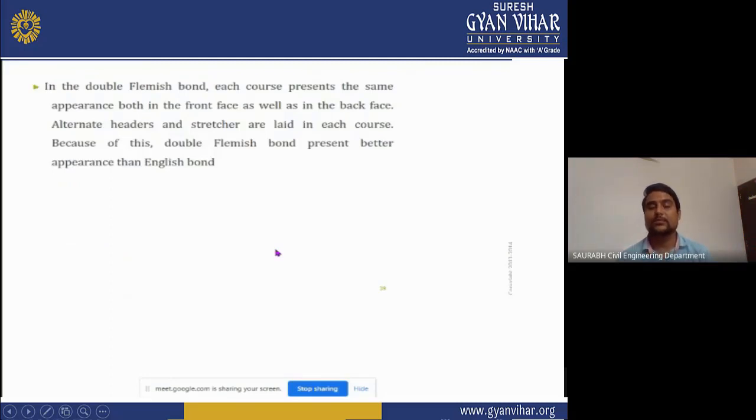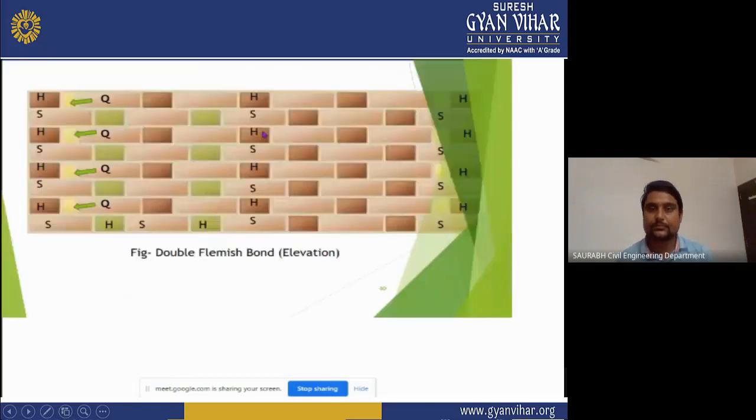In the double Flemish bond, each course presents the same appearance on both the front face and the back face. Alternate headers and stretchers are laid in each course. Because of this, double Flemish bond presents a better appearance than English bond. If you use the Flemish bond in your wall, it will give a better appearance than English bond.